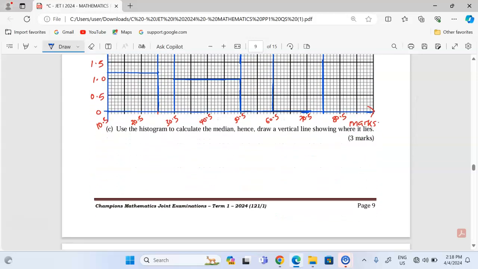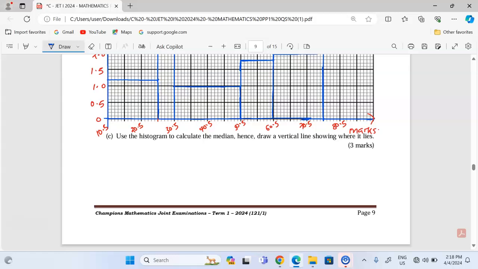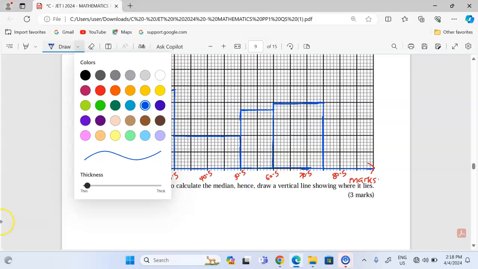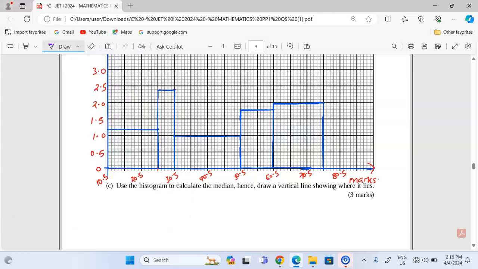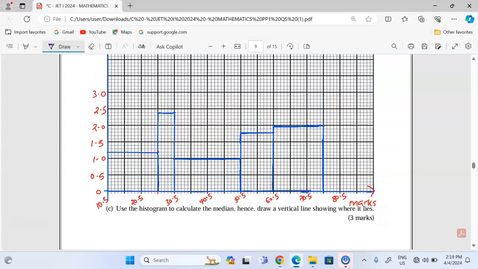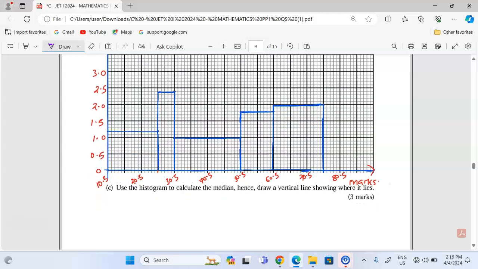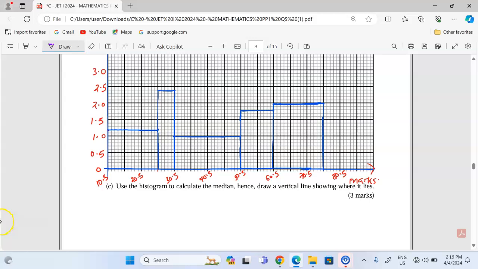We are told, use the histogram to calculate the median. Hence, draw a vertical line showing where the median lies. So I'm going to draw a vertical line using a different ink now. The first thing we should know is that the area of the bars represents the number of students in each class. For instance, when we take a height of 1.2 and the class interval here, which is 15, we get 18. So we have 18 students lying in the first class.